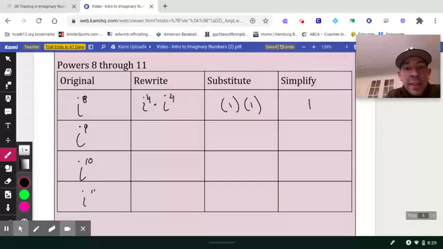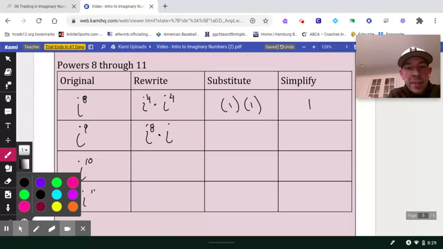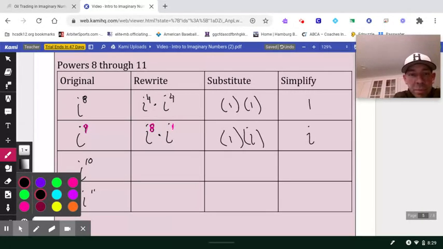I to the 9th could be, I'm going to go crazy here, I to the 8th times I, right? Basically, if you're scratching your head on how I'm rewriting these, so-called decomposing them, all we're doing is making sure that this exponent and this exponent add up to the original. As long as that's true, you could do 7 and 2, 6 and 3, 5 and 4, any pair of numbers that add up to 9, of course. And I to the 8th is 1, I to the 1st is I, and the product is I.